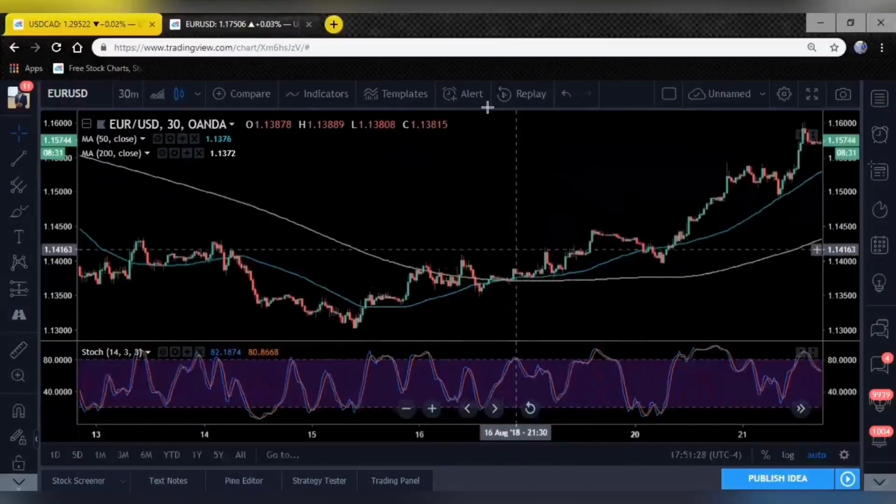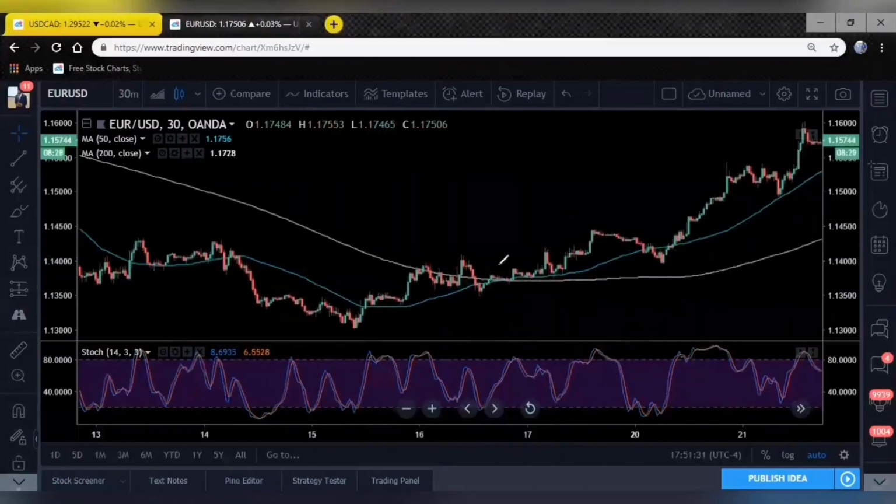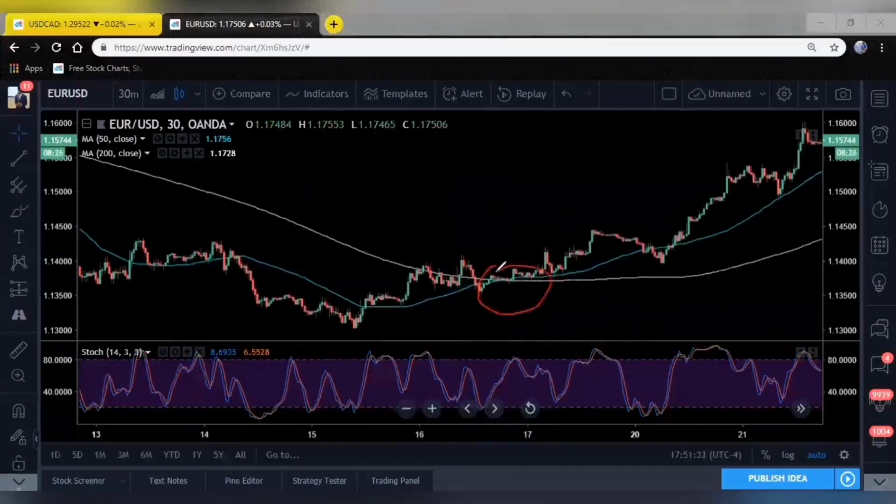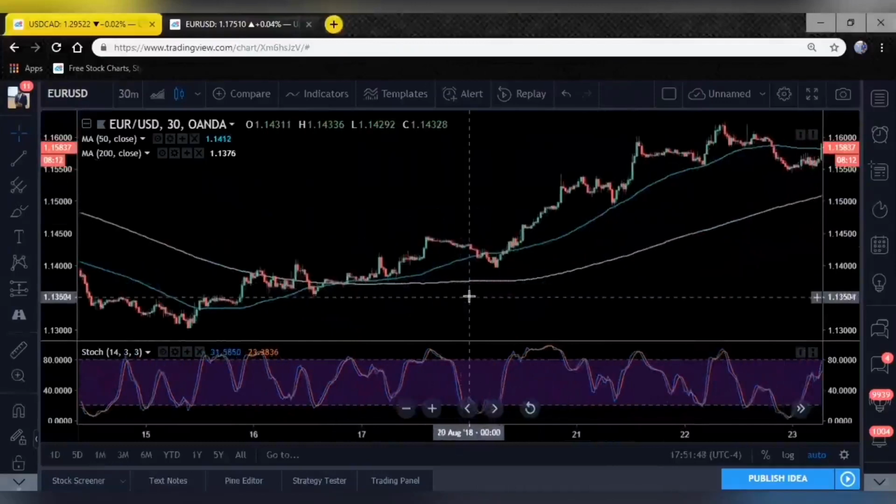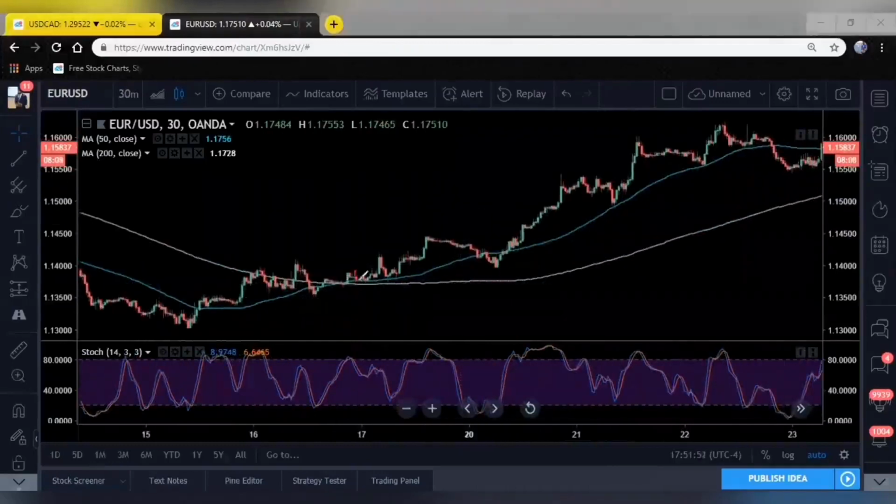Here as well, we notice moving averages crossed again. The 50 moving average crossed the 200 moving average, representing a support and resistance zone. And we could see that price is moving on upwards on a bullish momentum, staying within the moving averages after a cross.